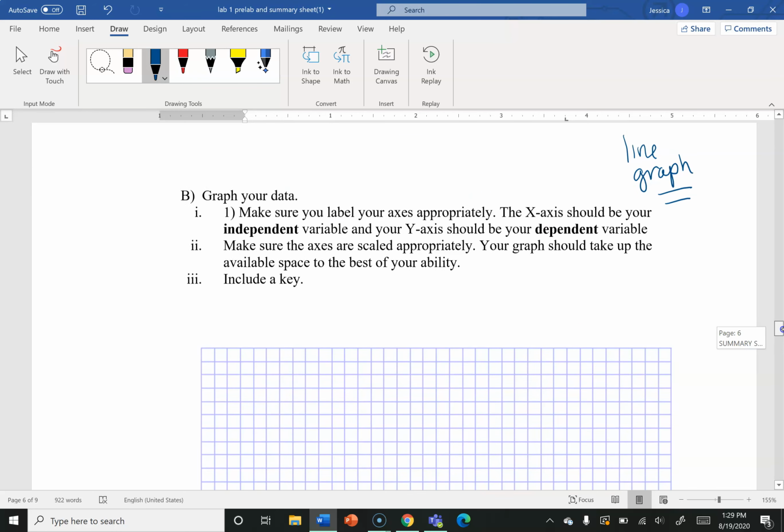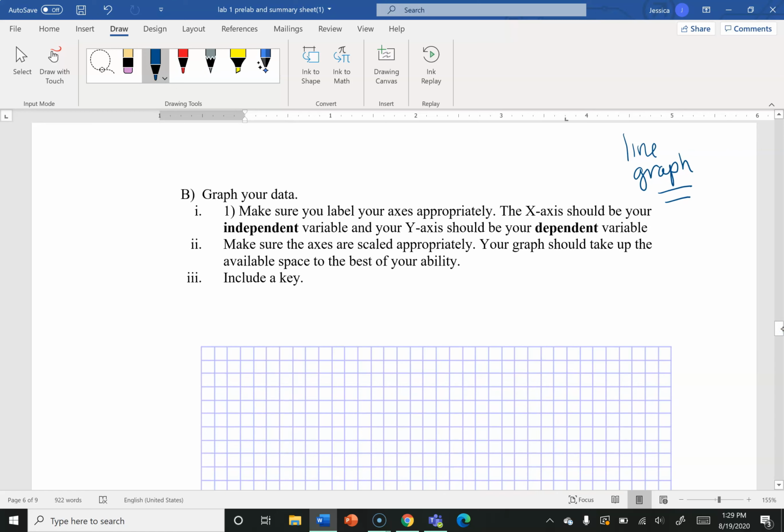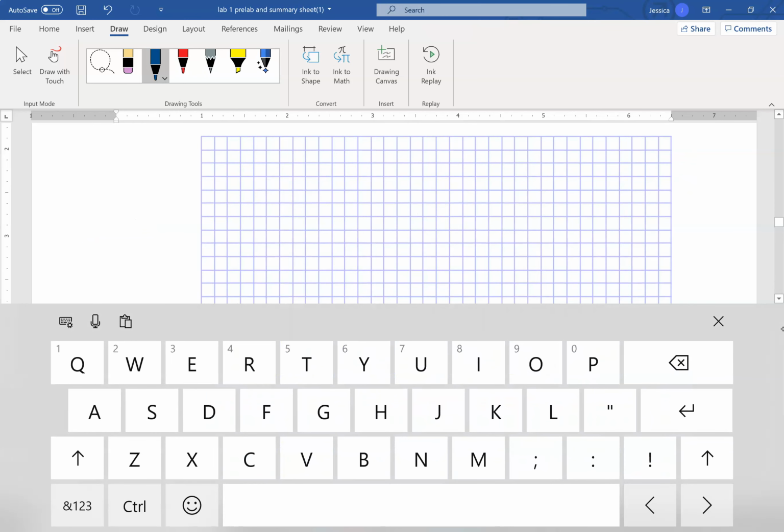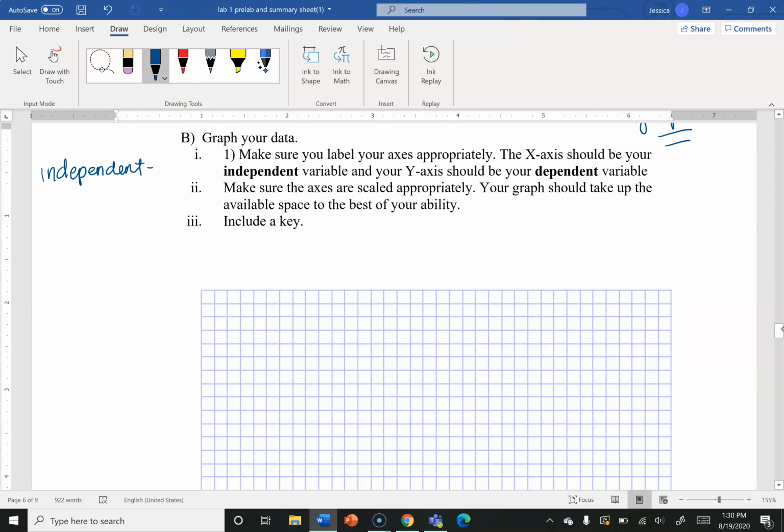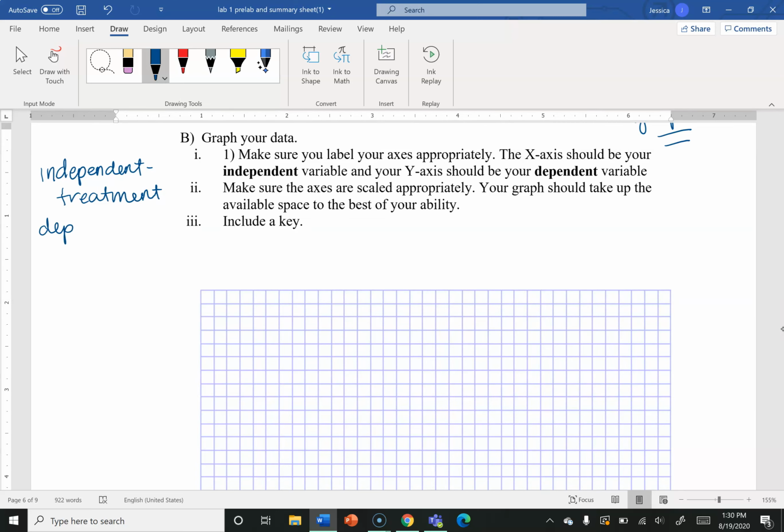So while we were in class, we talked about the independent variable. So I'm going to use this opportunity to just sort of review what an independent variable is. An independent variable is the variable that you are testing or controlling. So it's the treatment that you change. So this is the treatment. And then the dependent variable is the data that you collect. Now, it's called the dependent variable because it depends on the treatment that is happening in the independent variable.